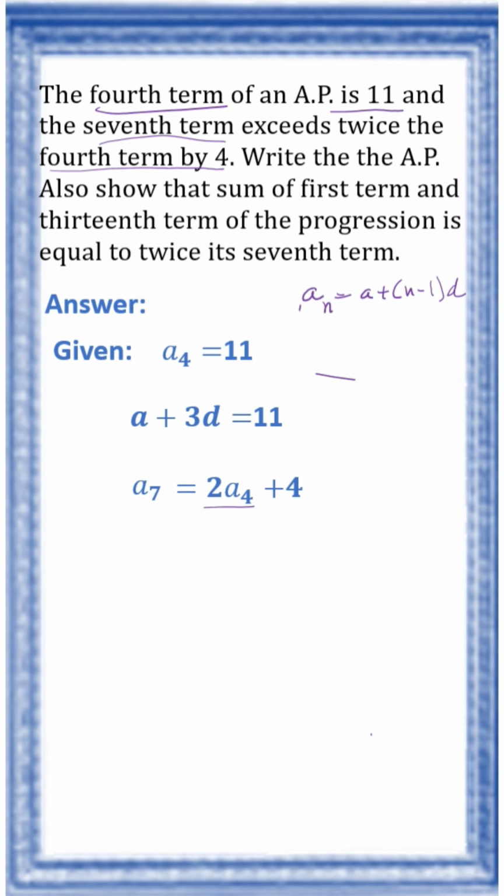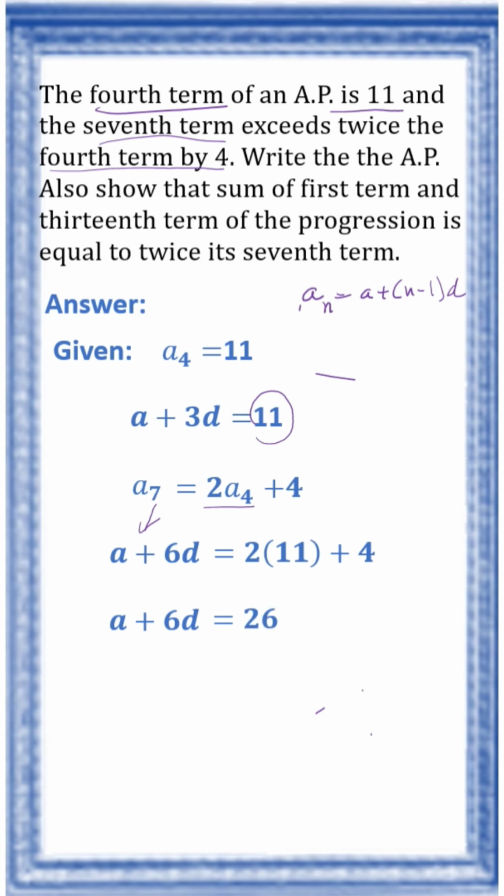Twice the fourth term means 2 a4, plus 4, since it exceeds by 4. So now we can write a7 as a plus 6d. a4 we know is 11, so substitute 11 instead of a4: 2 into 11 plus 4. So a plus 6d, the seventh term, is how much? 26. Let this be equation number 1 and this be equation number 2.